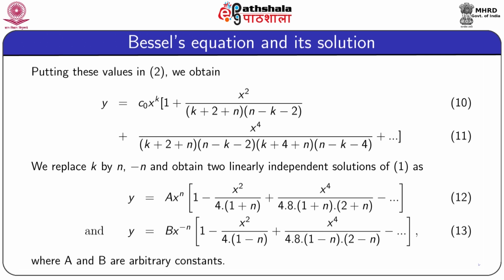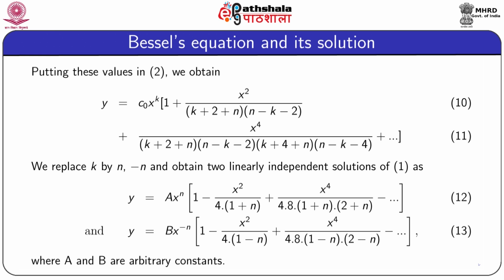Substituting these values in equation 2, we will get y equal to C0 x to the power k multiplied by 1 plus x square by (k+2)+n minus (k+2) plus x to the power 4 by (k+2)+n minus (k+2), (k+4)+n minus (k+4) plus dot dot, given by equation number 11.